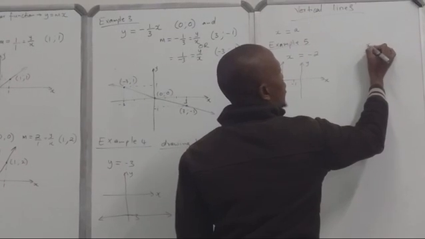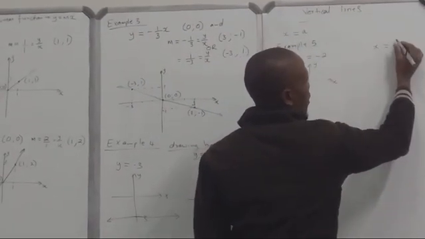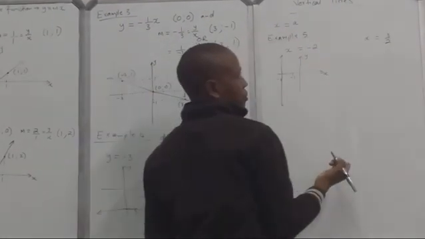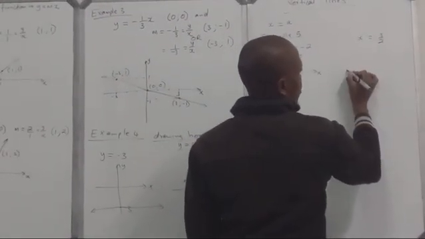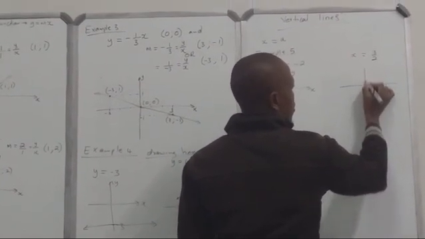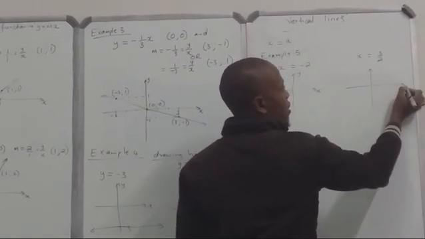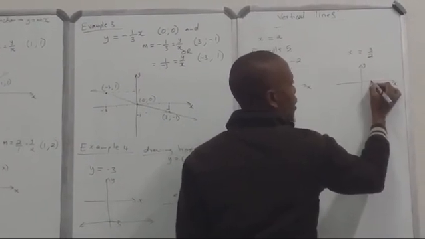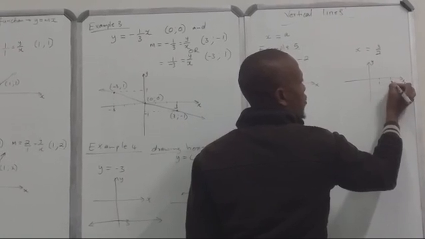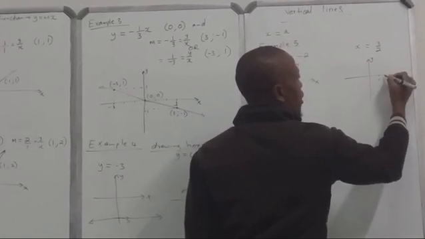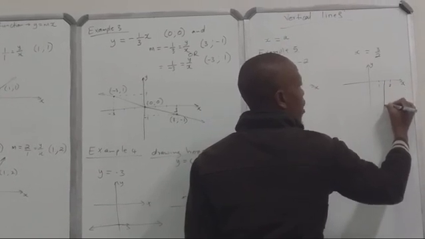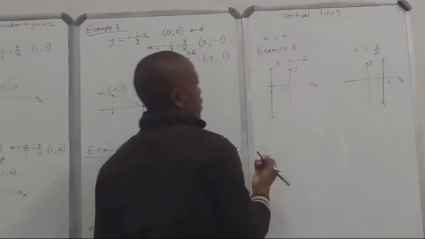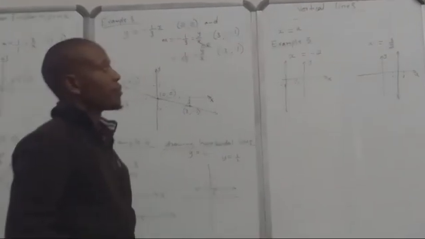Maybe let's give ourselves a positive one, x equals to 3/2. 3/2 is the same as 1.5. This is 2, then our 1.5 is that one. So our vertical line is going to pass there. Alright. Okay. Yeah, thank you.